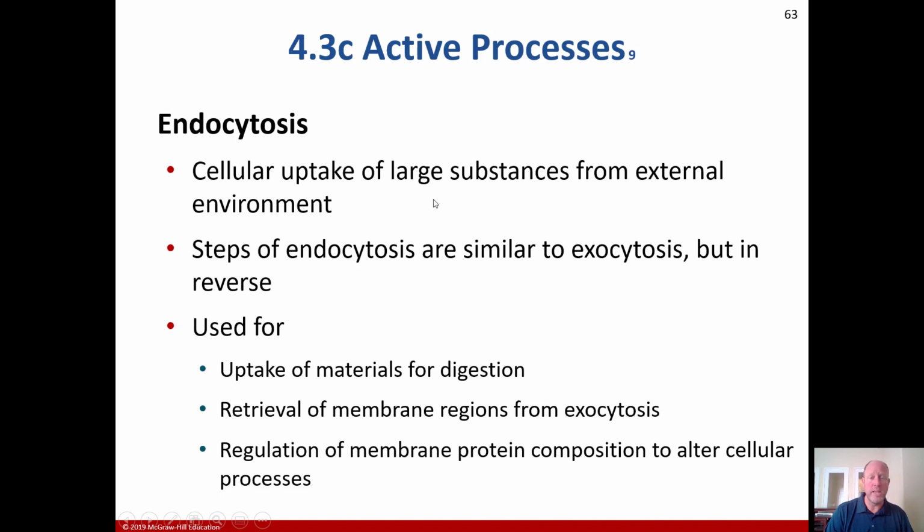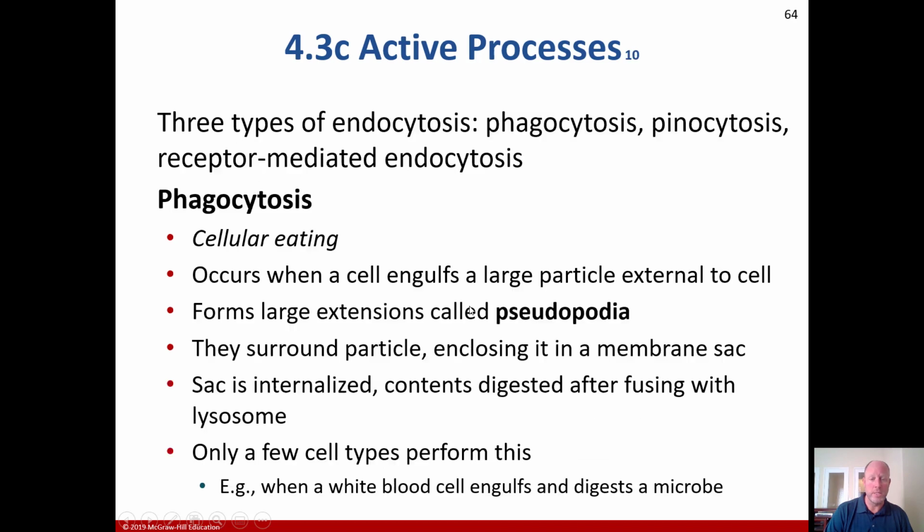Endocytosis is the cellular uptake of large substances from the external environment. We're talking about something similar to exocytosis, but in reverse, right? It's for uptake of materials for digestion, retrieval of membrane regions from exocytosis, and regulation of membrane protein composition to alter cellular processes. Okay. And the three types are phagocytosis, pinocytosis, and receptor-mediated endocytosis.